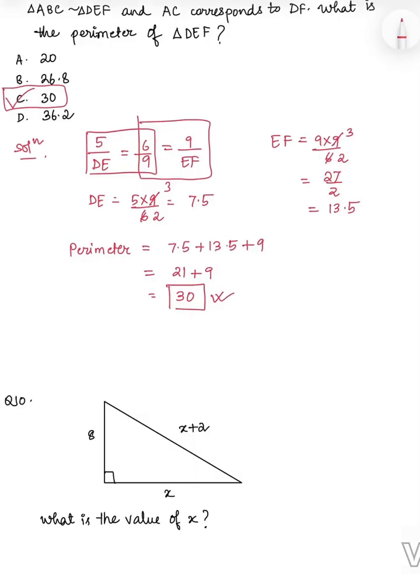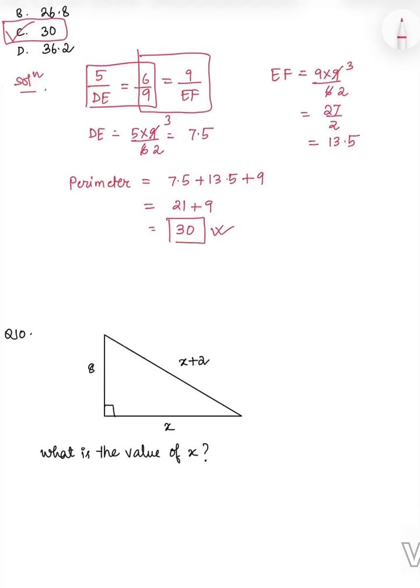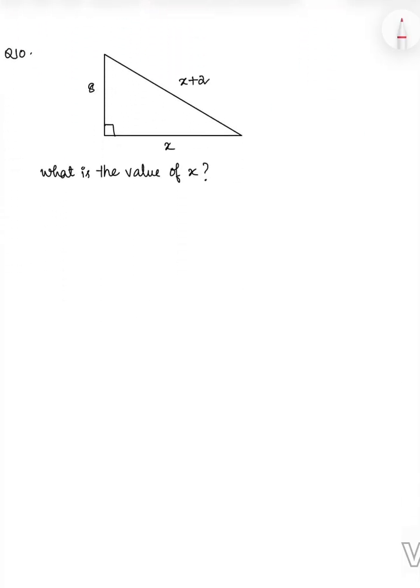Okay. 13 plus 7 is 20. Yeah, this is the correct answer. Let's solve the last question of this video. This is a very simple question. We know this is a right angle triangle. So what do we use? Pythagoras.